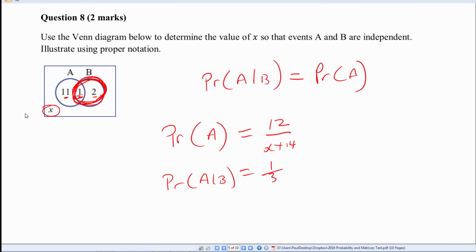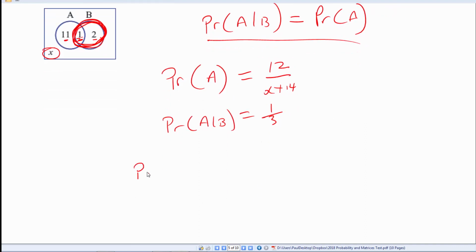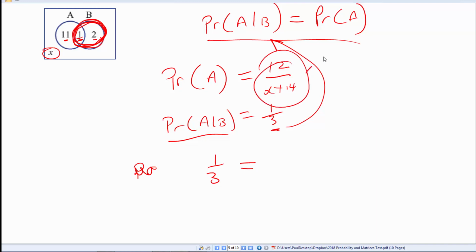Now we're being told that they are independent. So this is true here. So let's line them up and let them equal each other. Let's say that 1/3 is equal to, that's A given B, this. We're going to put that in that spot there, and that is equal to 12 on x plus 14.